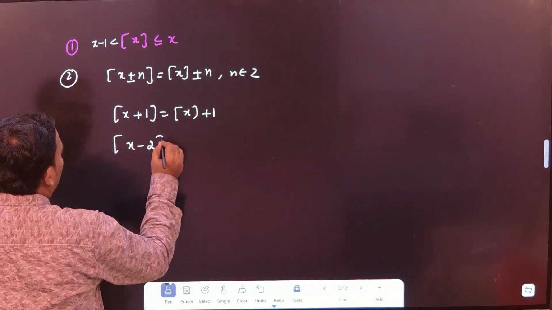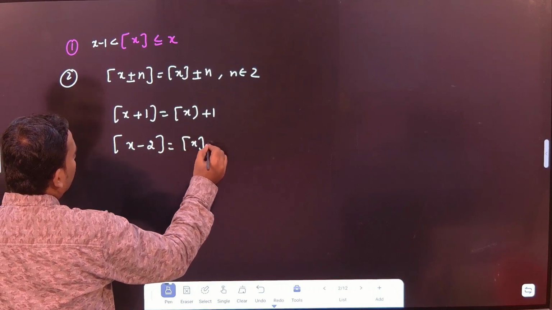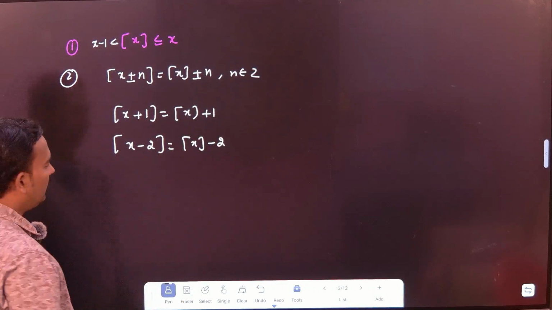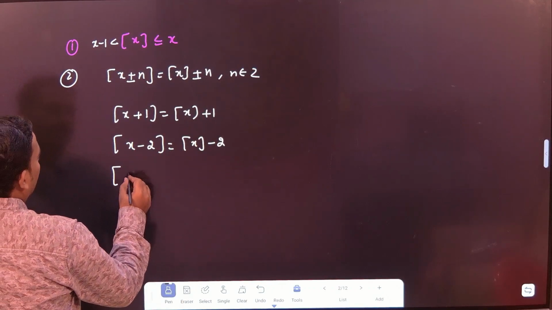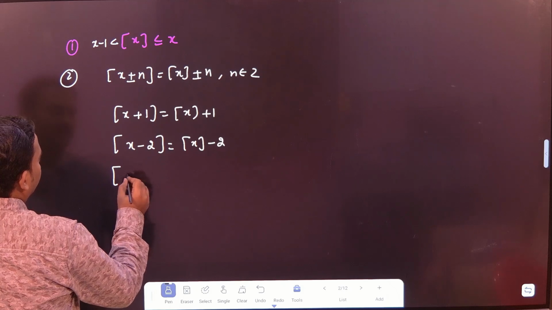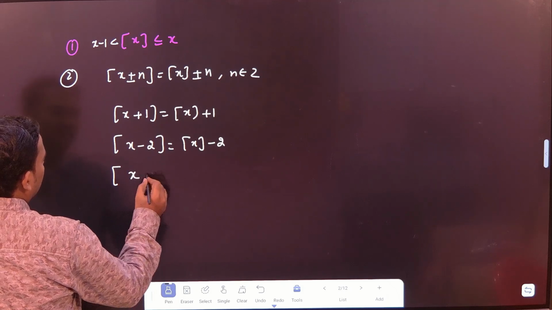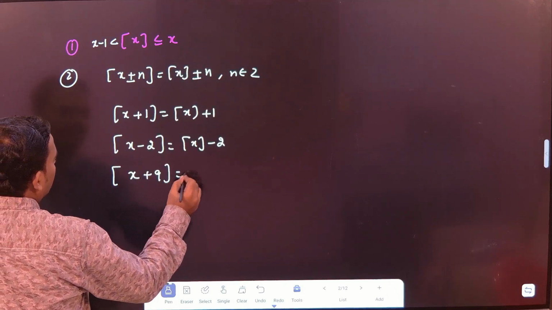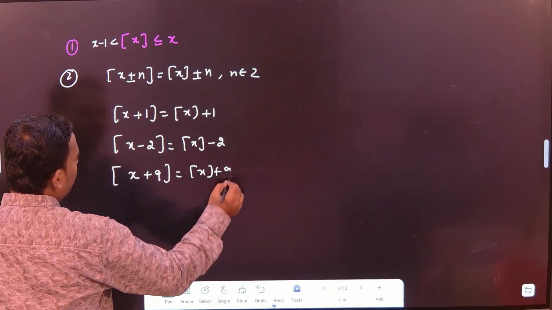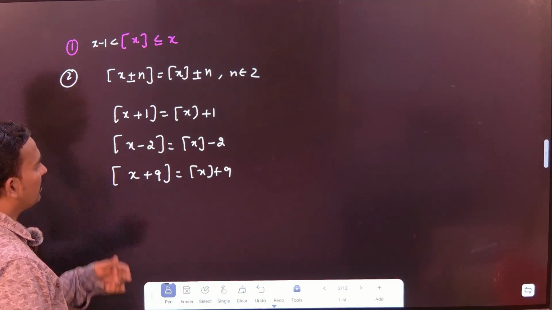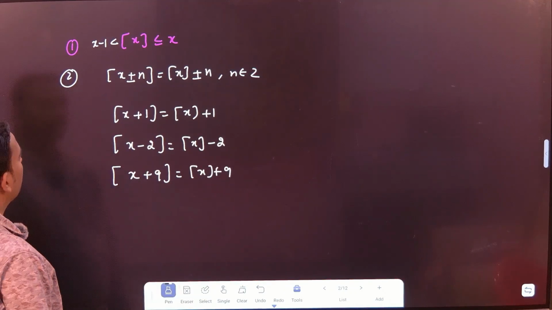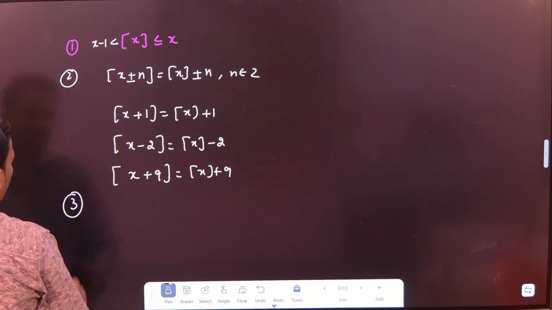Okay, so if you take x minus 2, we can write the greatest integer function of x minus 2. Clear? So let's take x plus 9, you can write the greatest integer function of x plus 9. Understood? Because these are integers. I hope everyone understood. Let's take the third one.